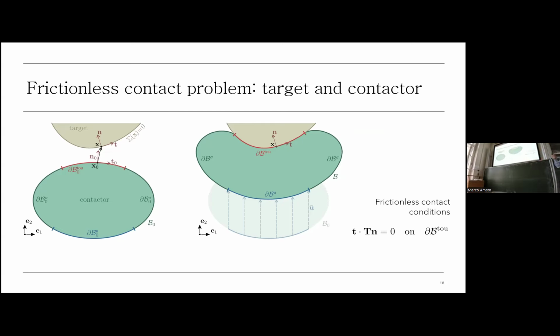And now with the well-known pullback operation, we can write this equation, which is here expressed in the current configuration. By using the pullback operation, we can move this identity to the reference configuration. And by using the definition of the deformation gradient, we can obtain this third and last equation.